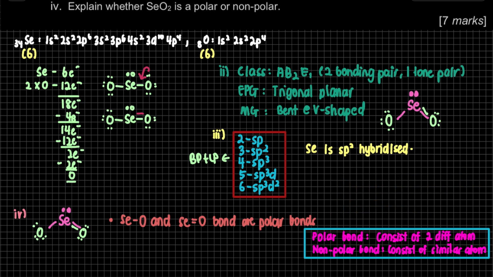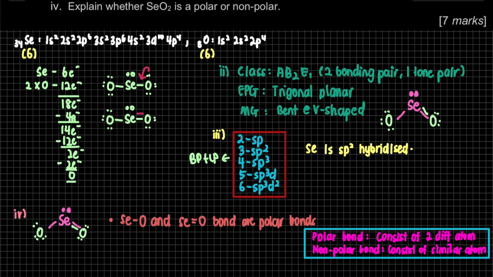But in this case, selenium and oxygen are two different atoms. The same goes here, selenium and oxygen. We compare it in terms of this, because the bonds are Se–O and Se=O. We don't have any O–O bond. So that is the first point.